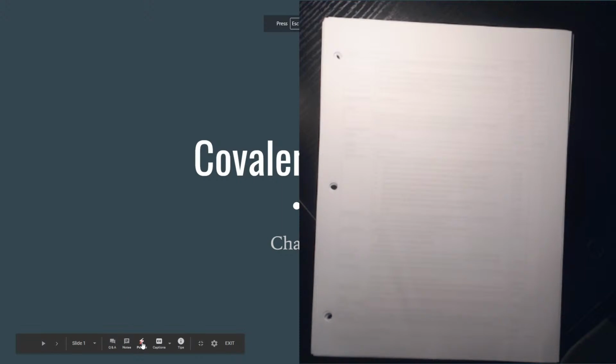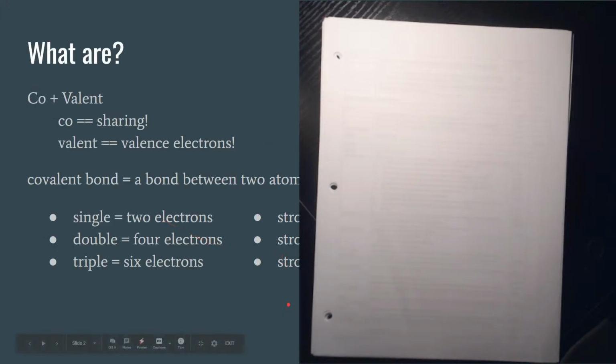All right, so covalent bonds. We're starting chapter 4. What are covalent bonds? Remember, co means sharing, valent means we're talking about valence electrons. A covalent bond is when you bring two atoms together and they share valence electrons.